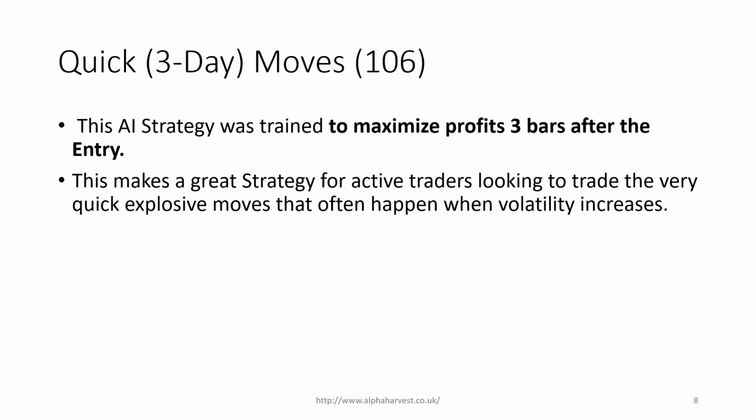AI. Quick 3-day moves. 106 is the code. This AI strategy is trained to maximize profits 3 bars after the entry. A nice short-term swing trade type strategy.